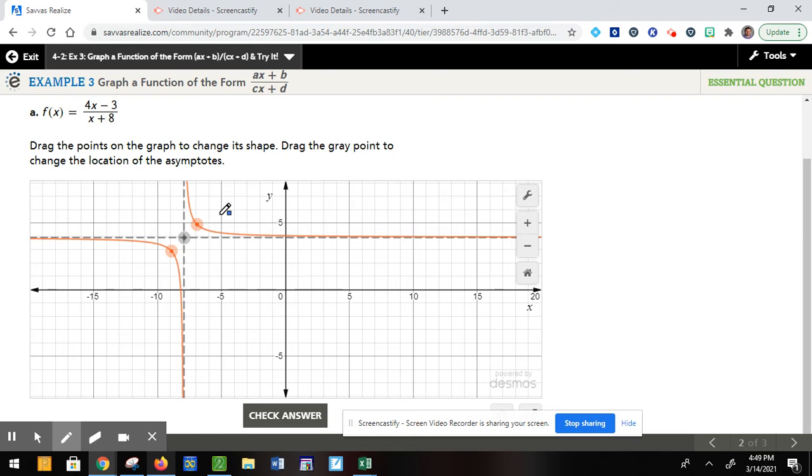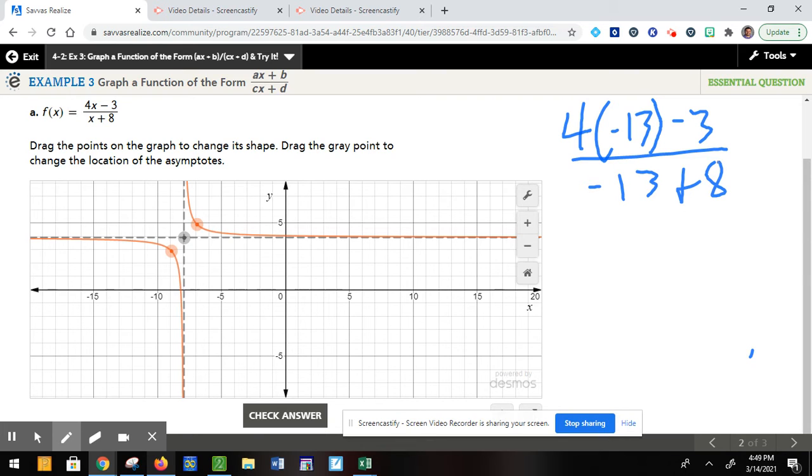If I pick an x value, let's pick over here at negative 13. You got 4 times negative 13 minus 3 over negative 13 plus 8. 4 times negative 13 is negative 52, minus 3 is negative 55. Divide all that by negative 13 plus 8, so negative 5. You end up with 11. So the ordered pair would be negative 13, 11.